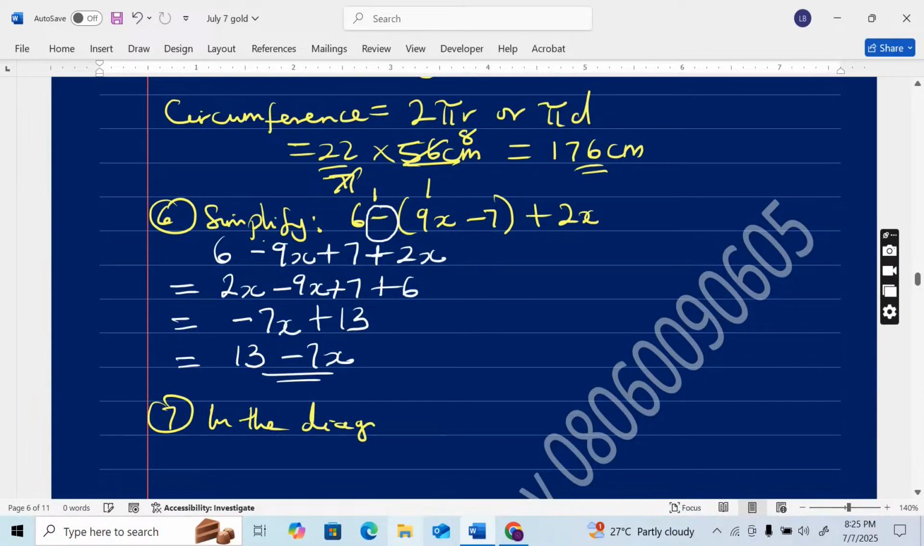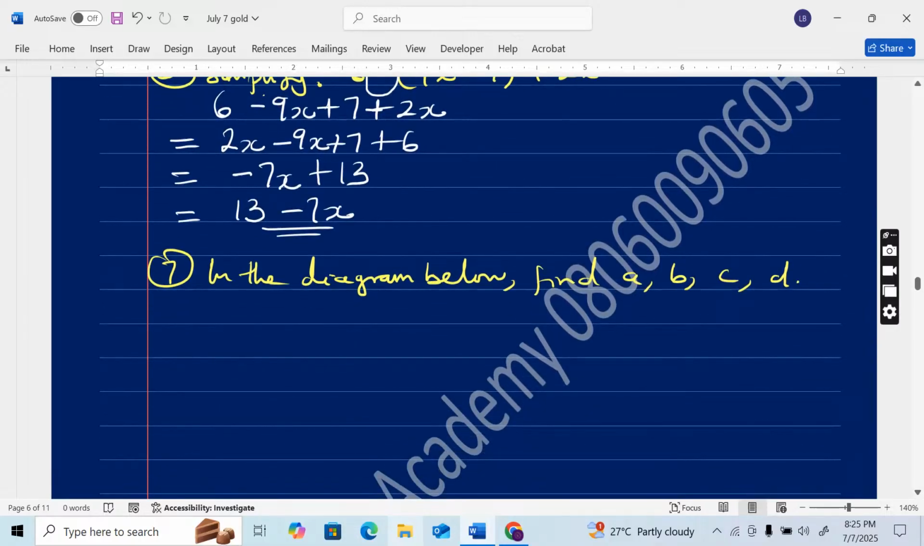In the diagram below, find A, B, C, D. So we have to find A, B, C, D. So what is the diagram? Pay attention as I draw the diagram on the screen.